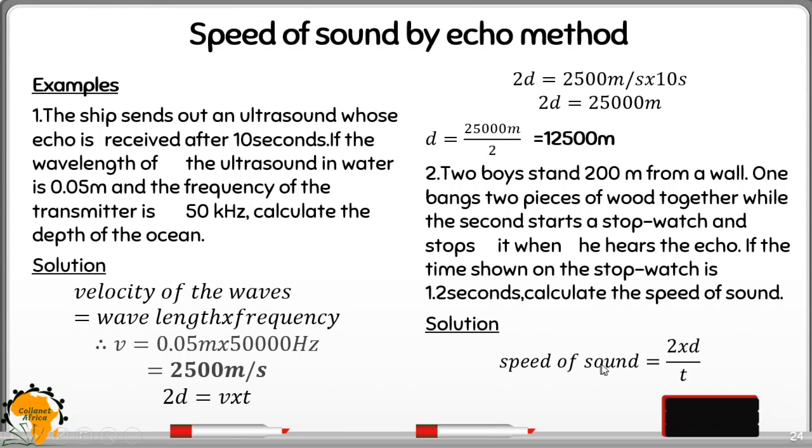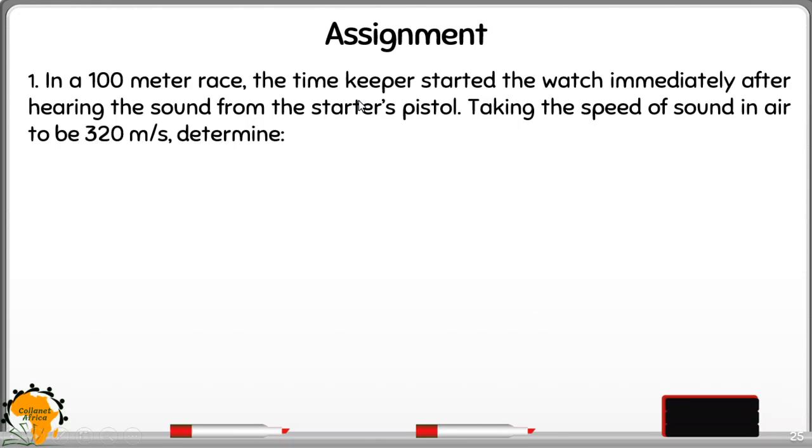We have that the speed of sound is twice d over t. Our d is 200 meters. So 2 times 200 divided by the time taken, which is 1.2 seconds, you get that the speed of sound will be 333.3 meters per second.